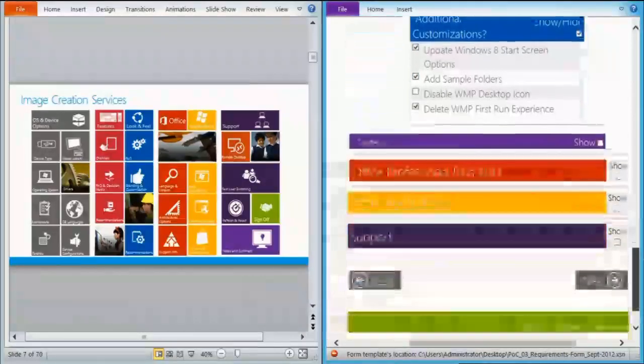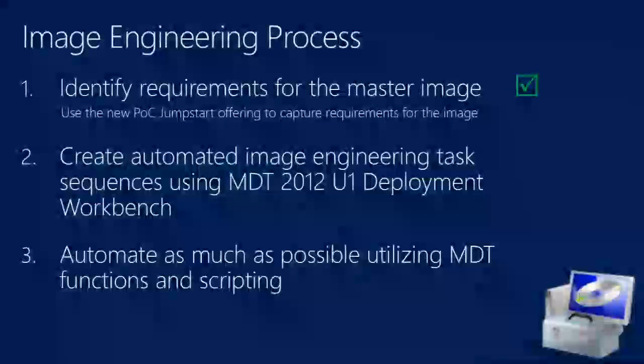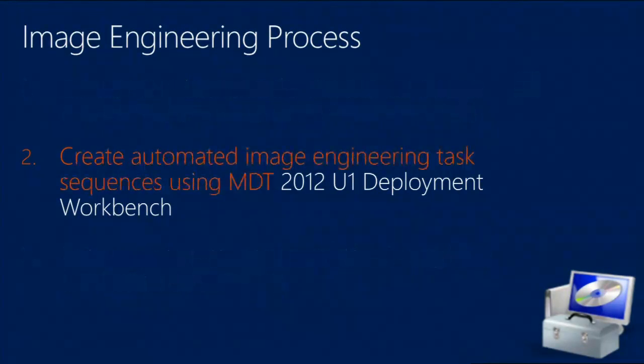Yeah? Cool. All right, so we've talked a little bit about gathering the requirements for the image, pointed you at a website, the Connect site, where you can go and download the deck and the form that we use in our engagements to do image engineering requirement gathering. Let's talk number 2. This is the crux of the session. Let's talk about automating the image engineering process using Microsoft Deployment Toolkit 2012.